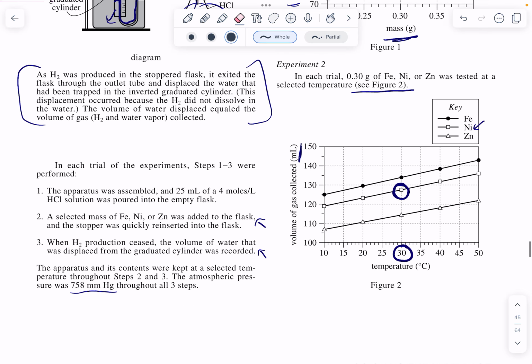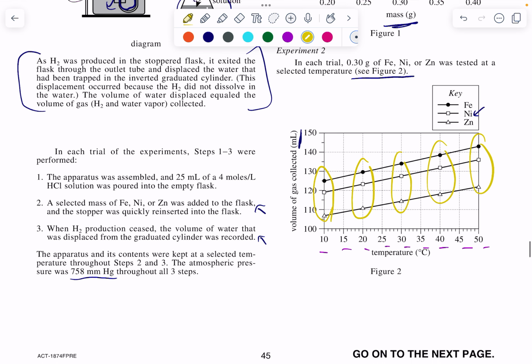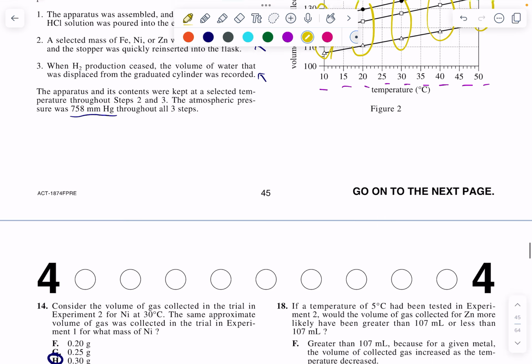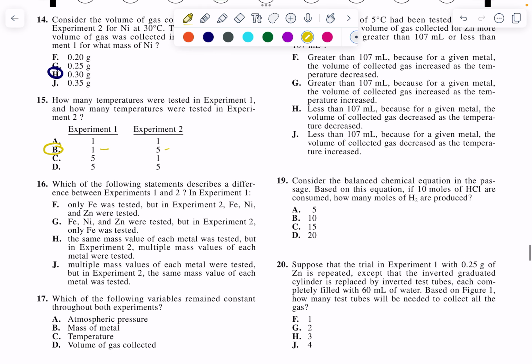Experiment 2, what they're doing is testing different temperatures. So we can see here, even though down here they have listed a whole bunch of temperatures, they only actually collected data 1, 2, 3, 4, 5 different times. So there were 5 different temperatures tested, which would mean that our answer is B. 1 temperature in experiment 1 and 5 in experiment 2.